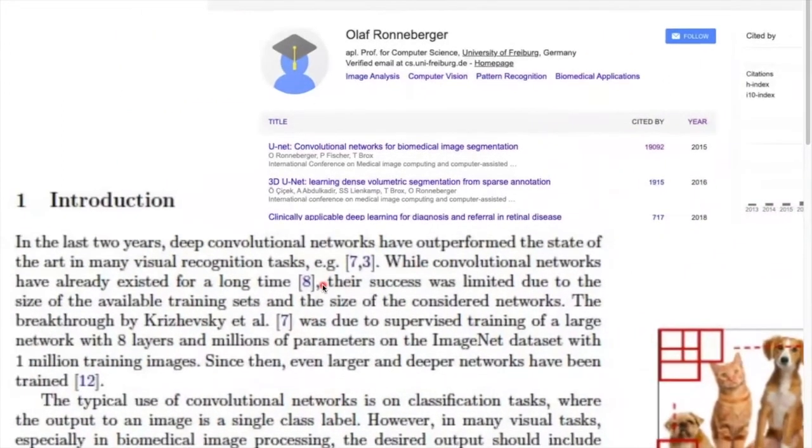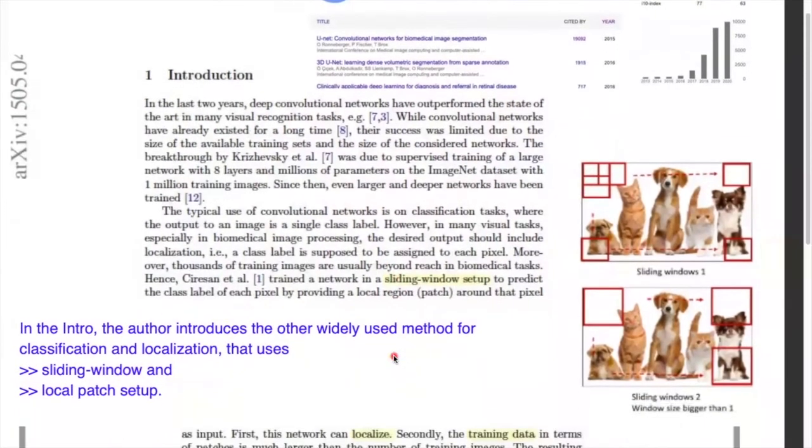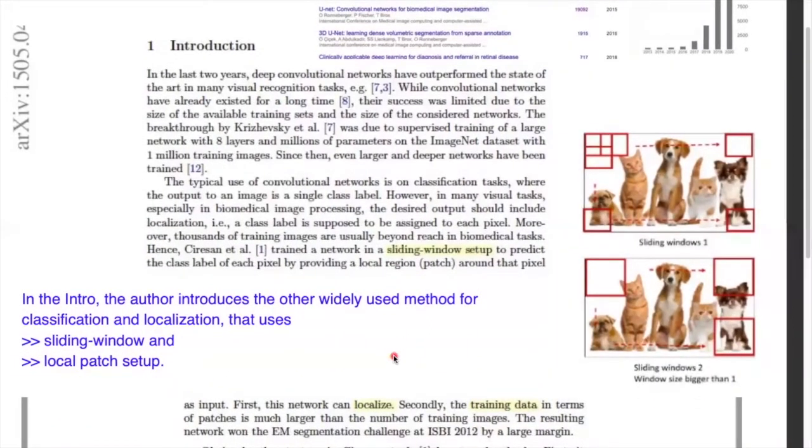Anyways, moving on. In the introduction, the authors start talking about the other current methods for segmentation, mainly the sliding window setup. So what is a sliding window setup? Imagine you have a picture, right? And you want to detect what's in the picture. The sliding window setup is a very common method used in most image processing techniques. It's not very specific to machine learning or deep learning.